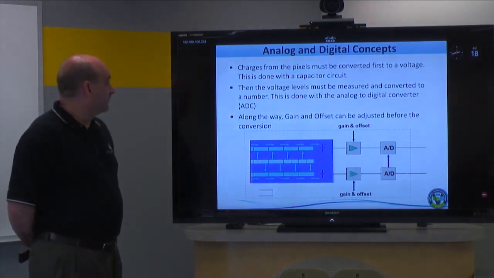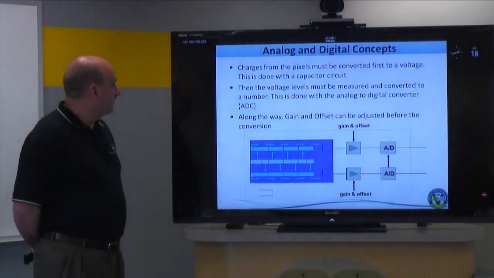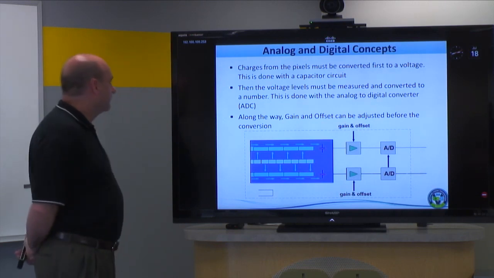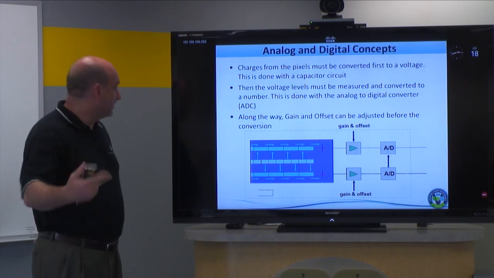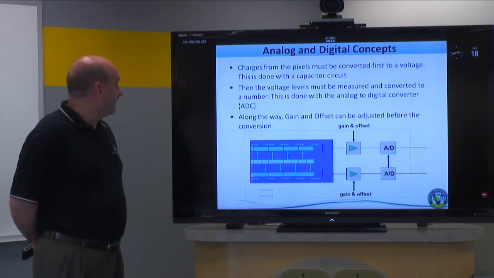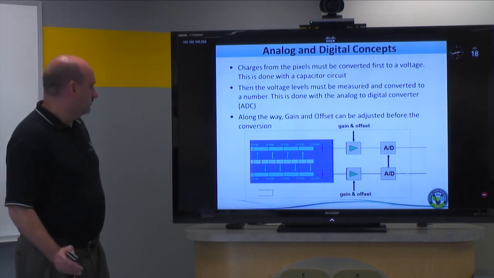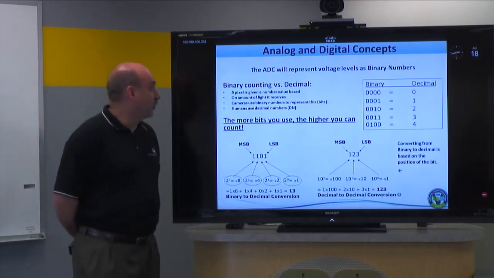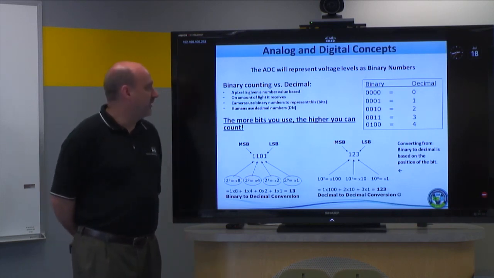Charges from the pixels must be converted first to a voltage, and this is done with a capacitor circuit, or more accurately, an analog to digital converter. The voltage levels must be measured and converted to a number, done with an analog to digital converter, and along the way the gain and offset can be adjusted before the conversion. The analog to digital converter will represent the voltage levels, or the grayscale level of the camera, as binary numbers.